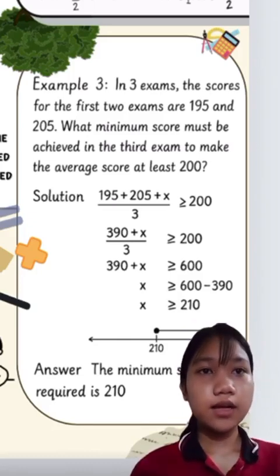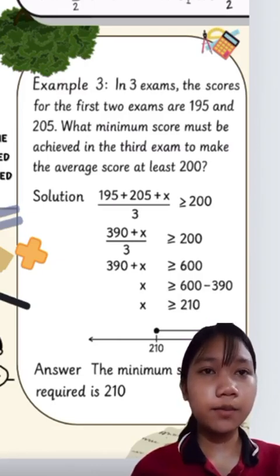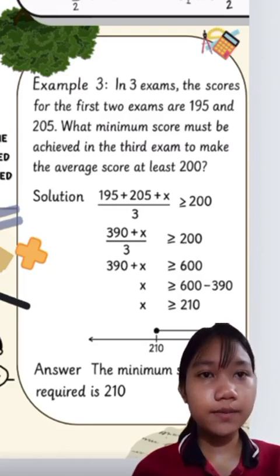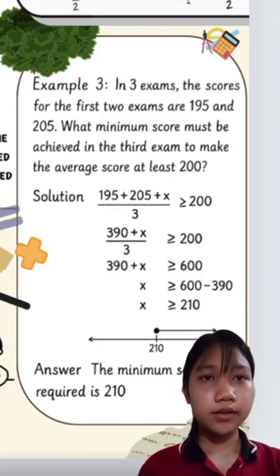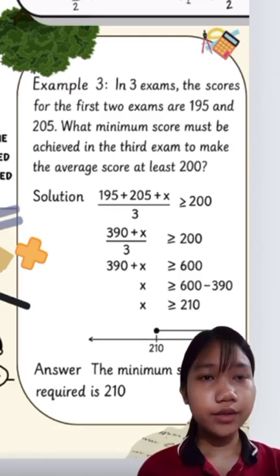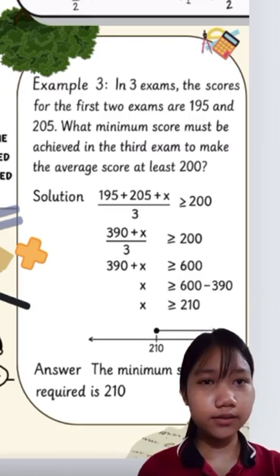First, we know the formula for the average. Add all numbers scored together and divide by the number of exams. So we write 185 plus 205 plus x, all divided by 3, is greater than or equal to 200. Next, we add the known scores: 185 plus 205 equals 390. So the inequality becomes 390 plus x over 3 is greater than or equal to 200.